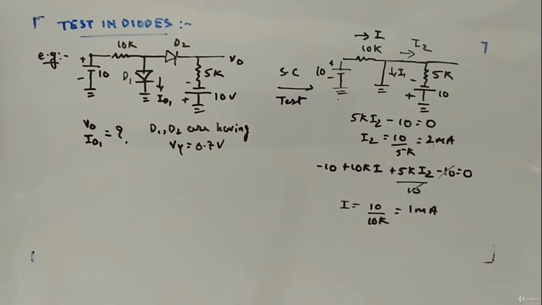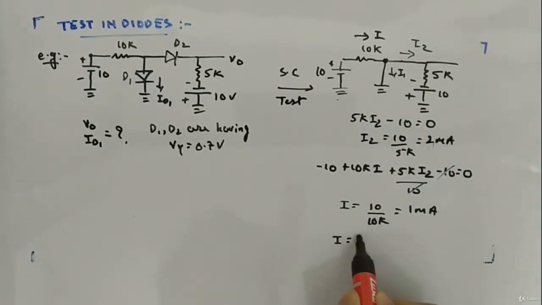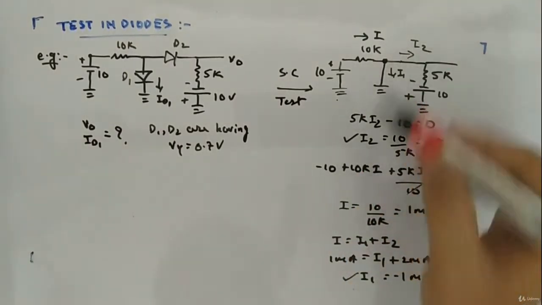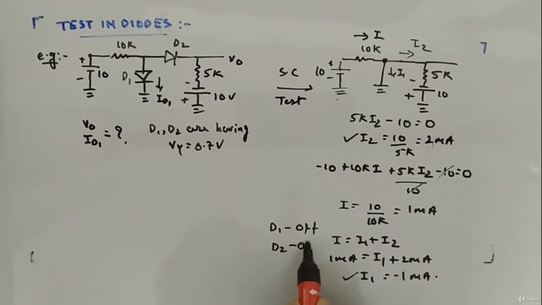If I apply KCL at this point, I is equal to I1 plus I2. I is 1 milliampere, I1 we don't know, I2 is 2 milliampere. So I1 will be minus 1 milliampere. Once you have I1 and I2, you know the states of the diodes. Since this current is negative, D1 will be off; this current is positive, so D2 will be on.